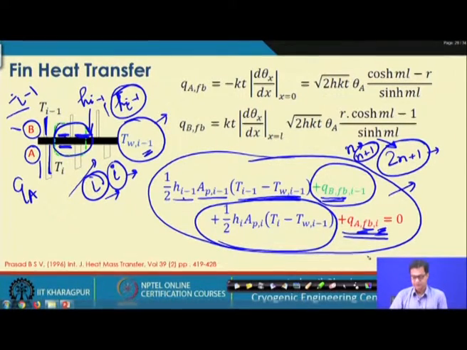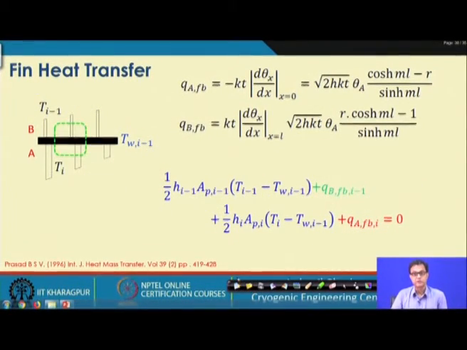Once we know the exit temperatures of the fluid streams, we would be able to calculate the heat duty of these brazed aluminum plate fin type heat exchangers.